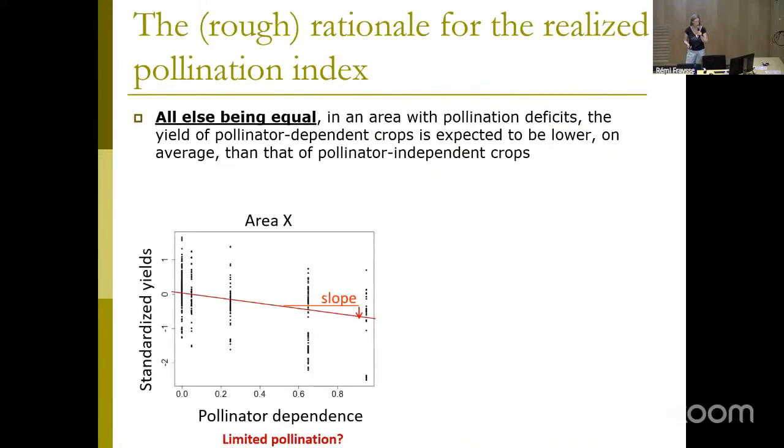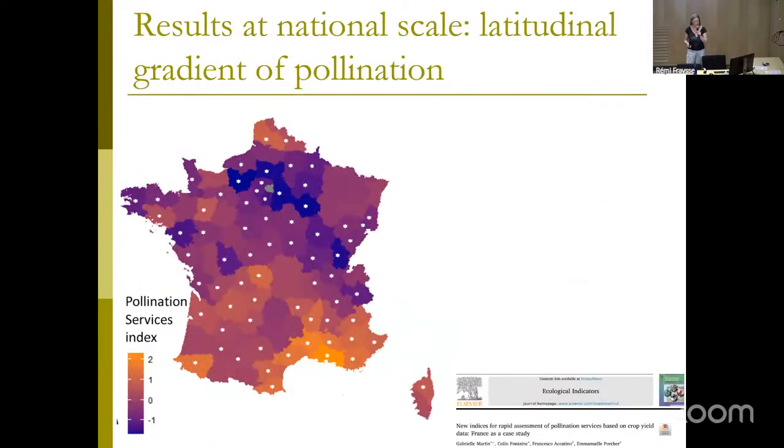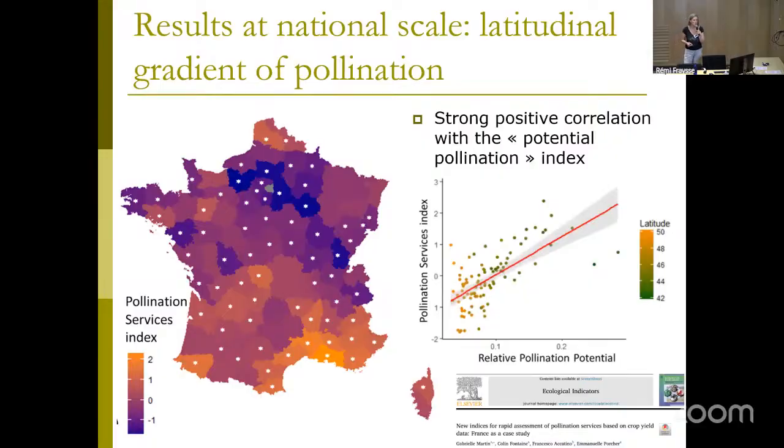And if you look at the correlation between the realized pollination index and this potential pollination index, we have a strong correlation between the two. Even though the data used to calculate the two are completely unrelated, crop yield here, land use here. So we are confident that our index does measure animal pollination, but the relationship is not a perfect one. So we hope that it carries more information.